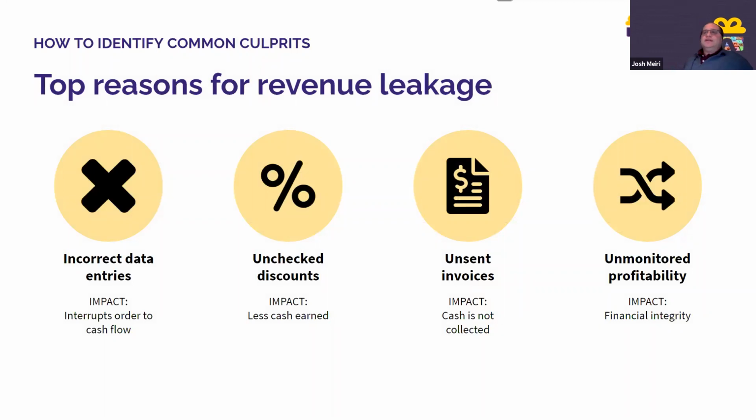I want to mention quickly the top reasons we identified for revenue leakage. The primary one is really incorrect data or incorrect data entry. So if you think about unapproved transactions sitting out there, or unclear payment terms, or if you just messed up the start and end date for a subscription, right there, you'll lose money. Another area would be unchecked discounts. There's also unsent invoices and unmonitored profitability, cost of sales, cost of goods sold, cost of goods and services sold, et cetera, et cetera.